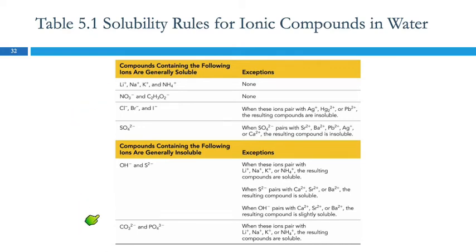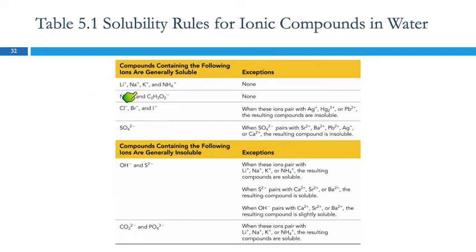So this is the one we need to become familiar with, and I'm going to show you how you use this thing. In the top, these are compounds that are generally soluble. If something has lithium ion in it, it's going to be soluble. If it has sodium, potassium, or ammonium, all of those compounds are soluble. The exceptions are none. No exceptions. So ammonium phosphate, soluble. Ammonium chloride, soluble. Ammonium fluoride, soluble. Ammonium anything, right?